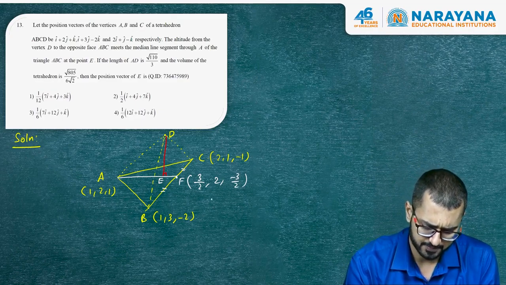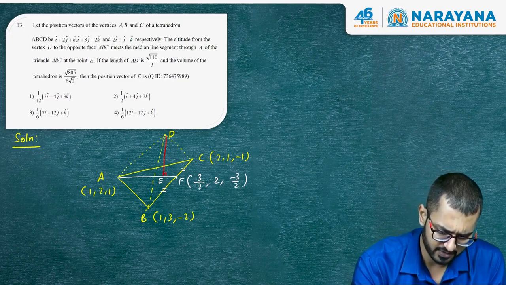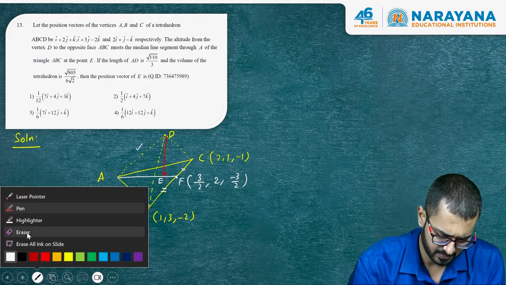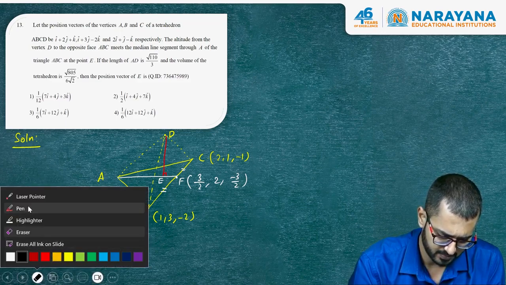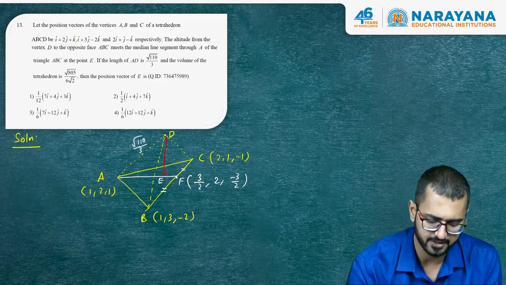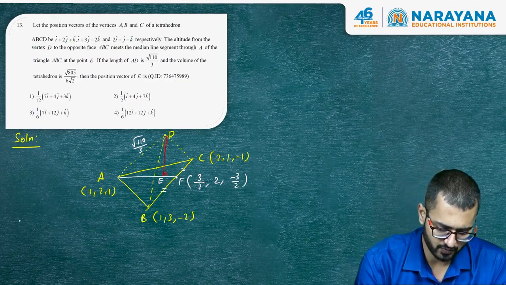Now what do I need? They are saying the length of AD is given. So this length AD is given to be root of 110 over 3, and the volume of this tetrahedron is given. So yes, let's go for the volume of the tetrahedron.